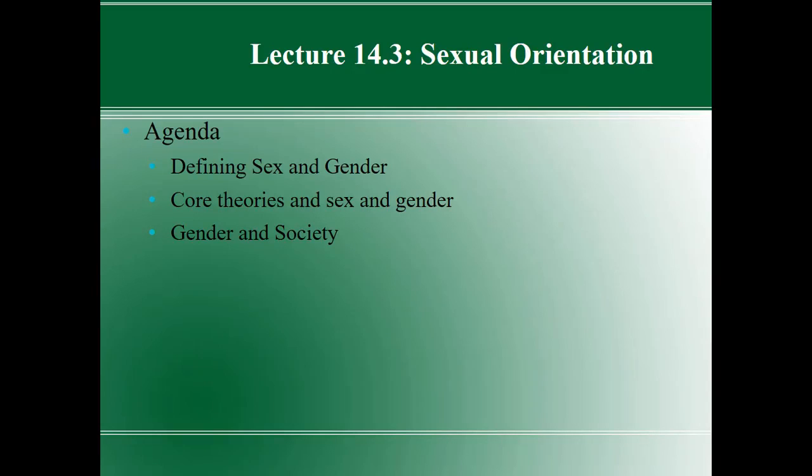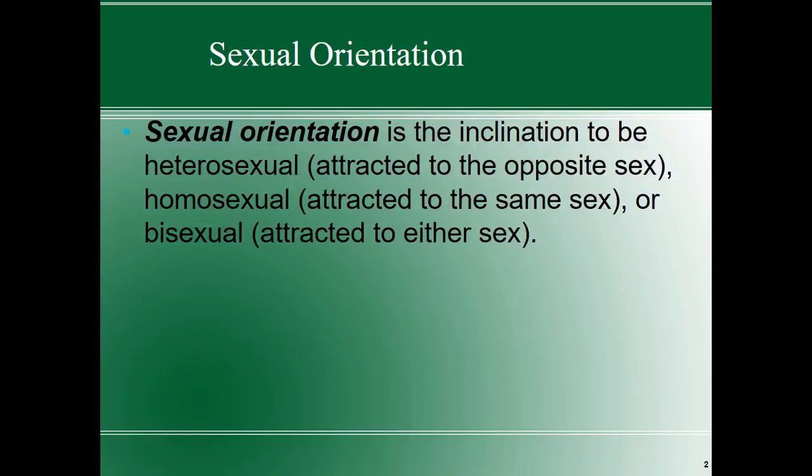So this is our third lecture for our week on gender and sexuality, and this time we are talking specifically about sexual orientation. So sexual orientation is the inclination to be heterosexual, attracted to the opposite sex, homosexual, attracted to the same sex, or bisexual, attracted to either sex. It is a little bit more complex than this, but this lecture is all about complexities. So this is our base definition, but there is more to sexual orientation than that.